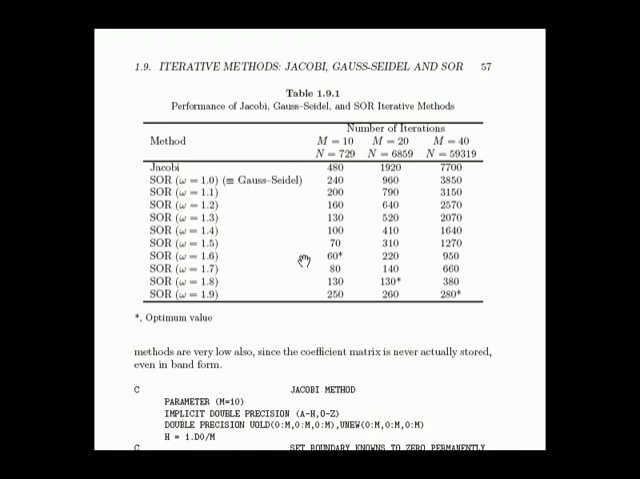It seems to be converging faster, at least fewer iterations than even SOR. And the advantage is that you don't have to guess at an omega or choose it adaptively or figure it out theoretically. So there's no troublesome parameter to choose for the conjugate gradient method. So it seems to be a better choice for this problem.